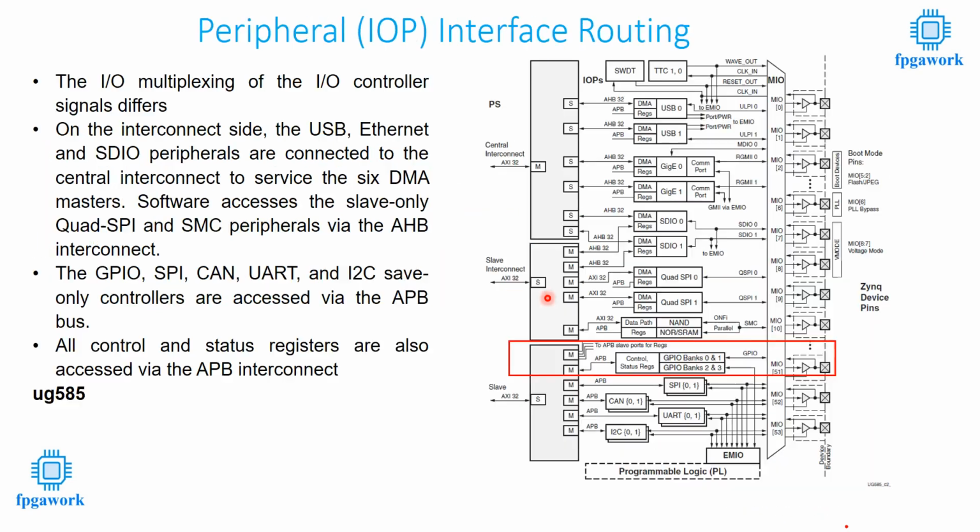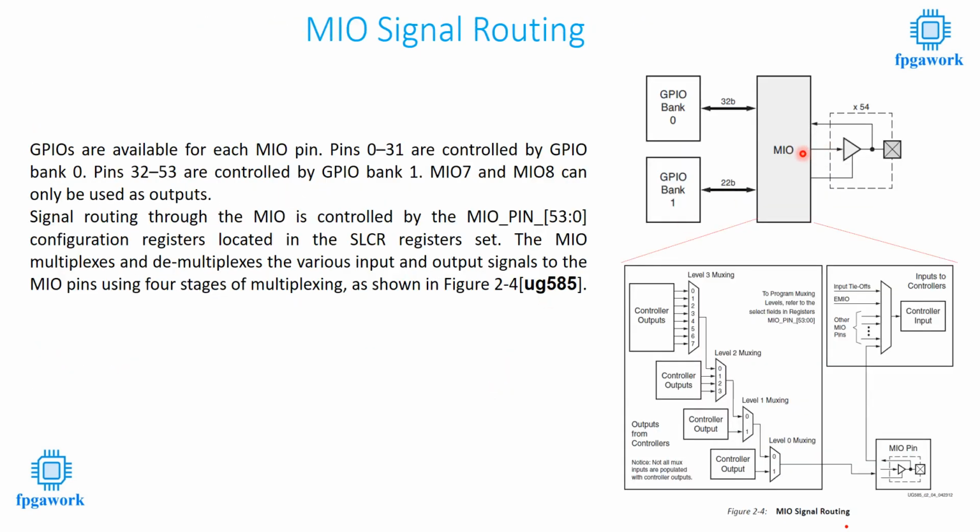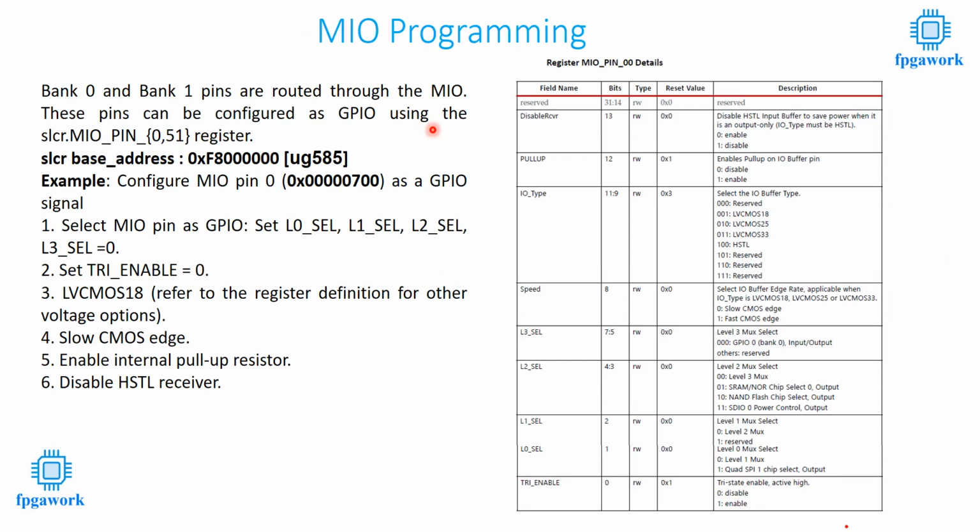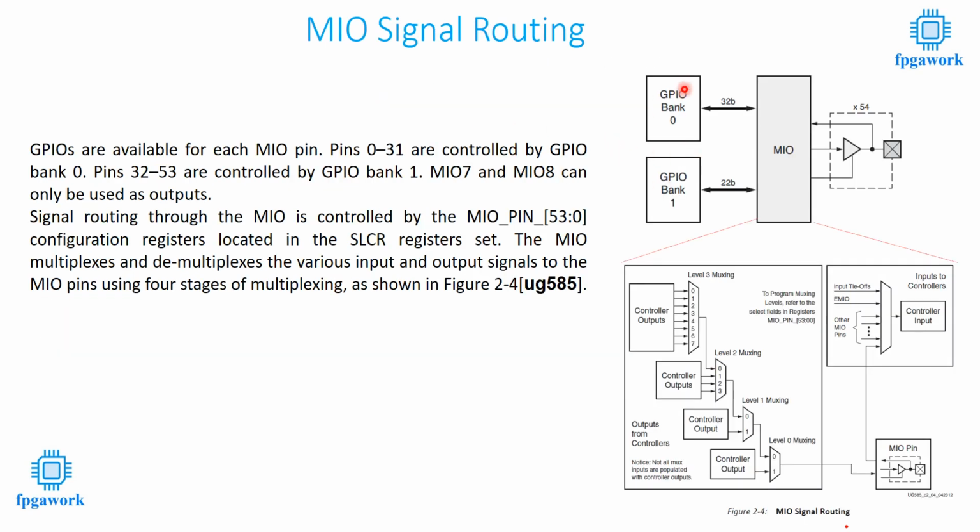So at the very beginning I gave a very basic idea of MIO, then I gave the insides of MIO. Now I will tell you how to program MIO. Then next I will tell you how to program GPIO. After learning the basic idea of MIO and GPIO, it will be easy for us to program GPIO via Vivado.